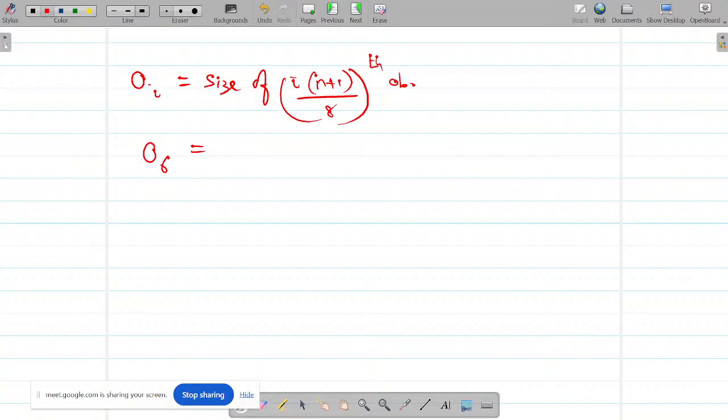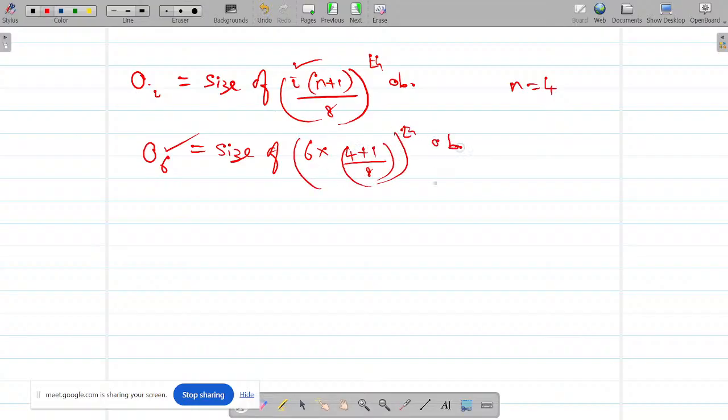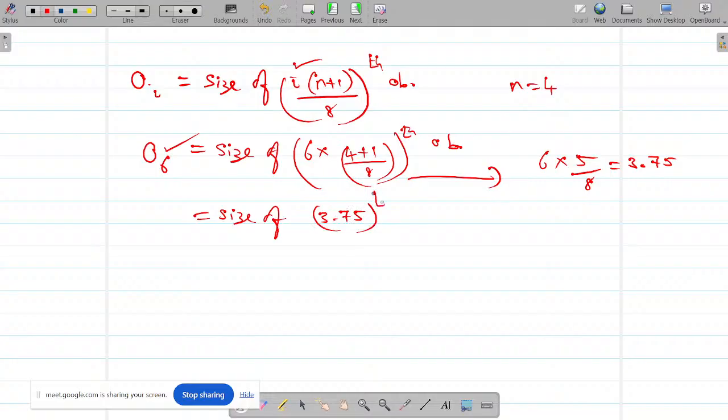So this is, yes, please join. Size of, what is the I value? I takes the value 6 here. So 6 into, n is 4 in my problem. So 4 into 4 plus 1 divided by 8 observation. Okay, so can I get this working? 6 into 5 by 8. Can I get the value, please? 3.75. Please use the calculator and find it. 3.75, right? So this is size of 3.75 observation.